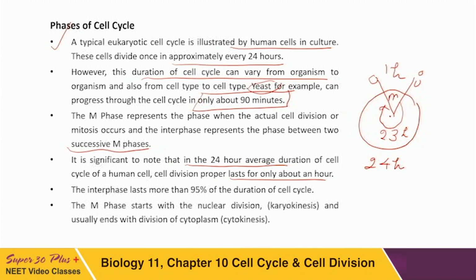Therefore, the interphase is about 95% of the total cell cycle, while the M phase is only about 5%. Division of the nucleus, that is denoted as karyokinesis, takes place first, and it is followed by division of the cytoplasm, that is cytokinesis.